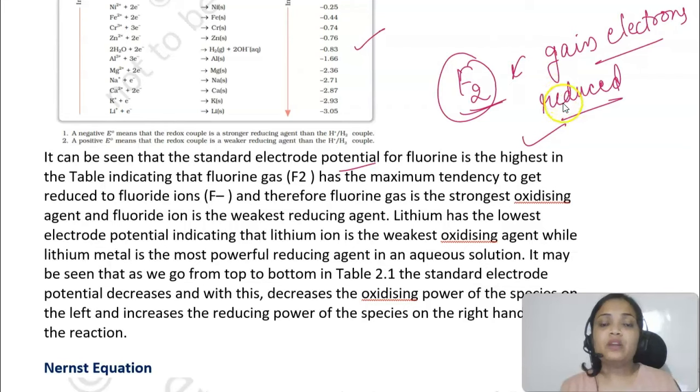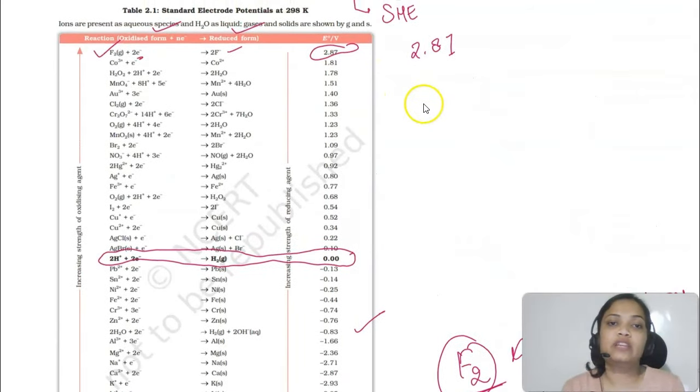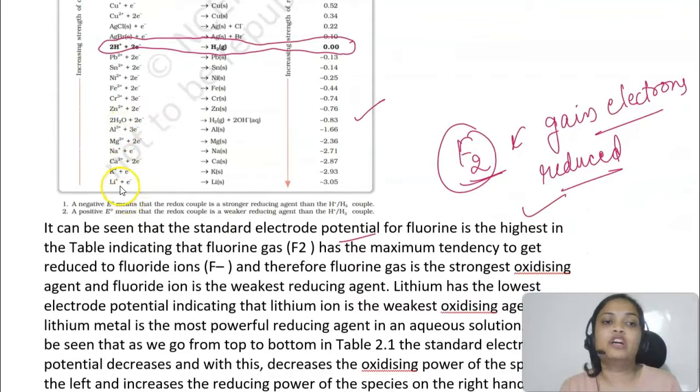So now you might have studied, students, that if something is getting reduced, it can act as an oxidizing agent, right? It can oxidize another atom. So that's why we can say fluorine gas will be the strongest oxidizing agent. And when we are moving downwards in this series, the strength of oxidizing agents on the left hand side is decreasing, from fluorine up to lithium.